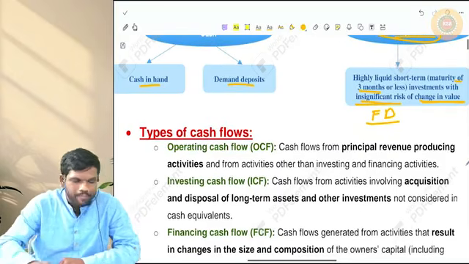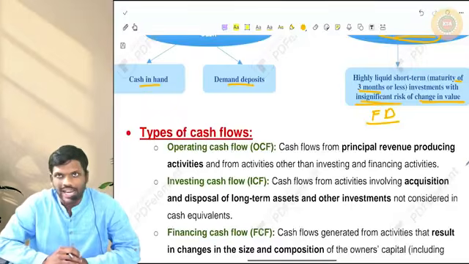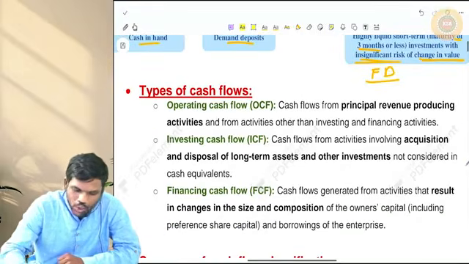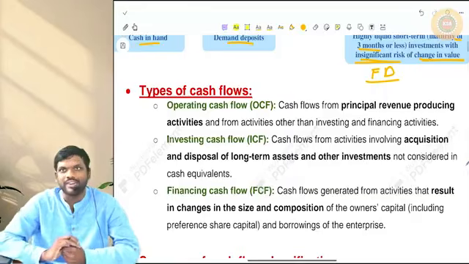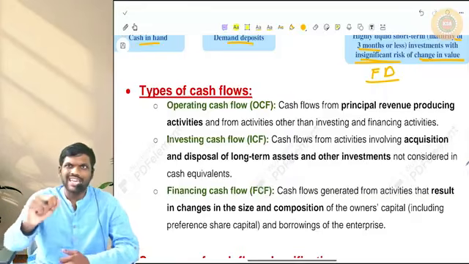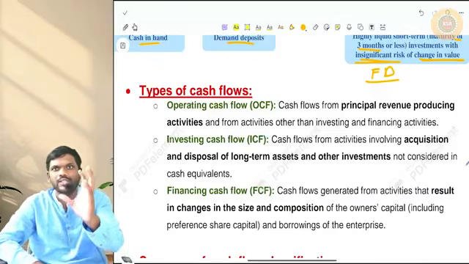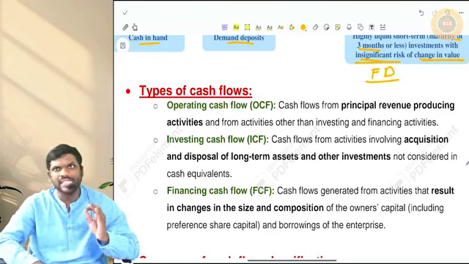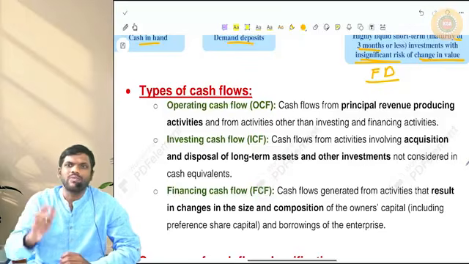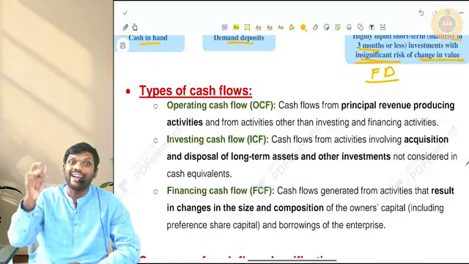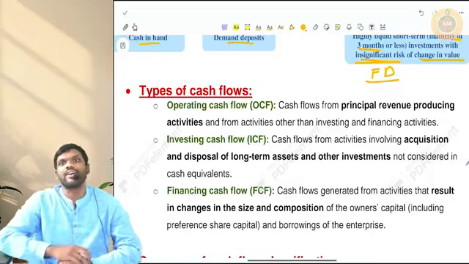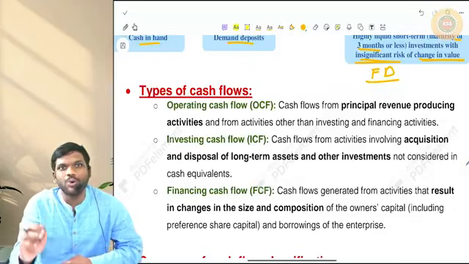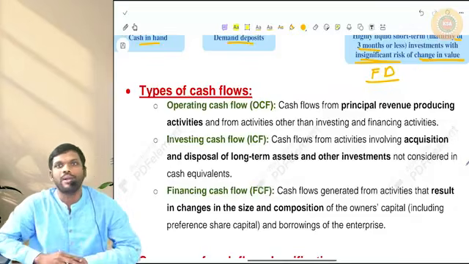Now, when you are showing the reasons for change in cash and cash equivalents, why the opening was this much, why the closing is this much, those reasons are categorized into 3 activities. The 3 activities in AS3 are operating activities, investing activities and financing activities. It is very, very important for a student to read the question and identify each item as to which activity it belongs to, whether it is an operating activity or an investing activity or a financing activity. You should be able to identify it correctly. Only then your cash flow statement will be accurate.